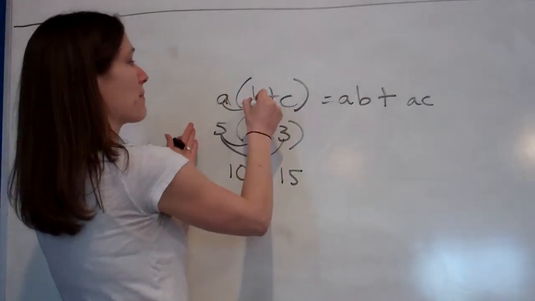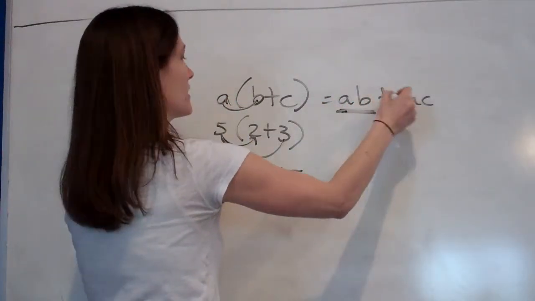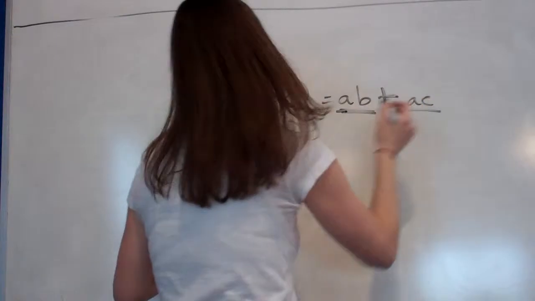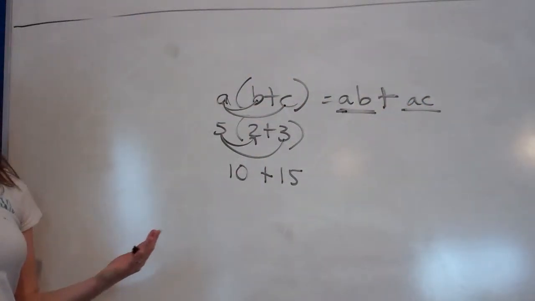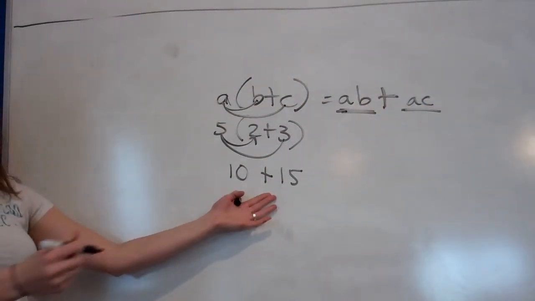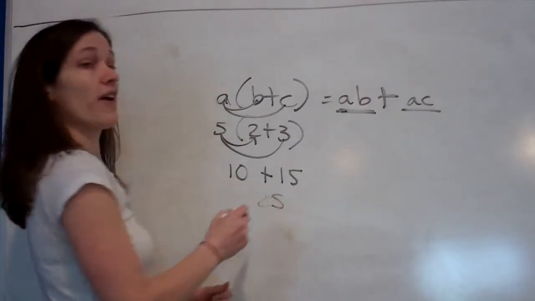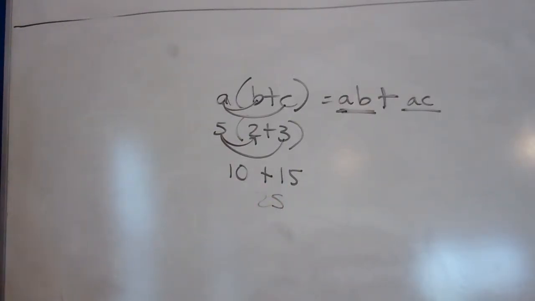Okay, so A times B plus A times C. Okay? Will I get the same answer? Yeah. 10 plus 15 is 25. Can we do the other way? No, you can't do it. You can't because the problem won't allow you. You'll see what I mean in just a minute. Okay?